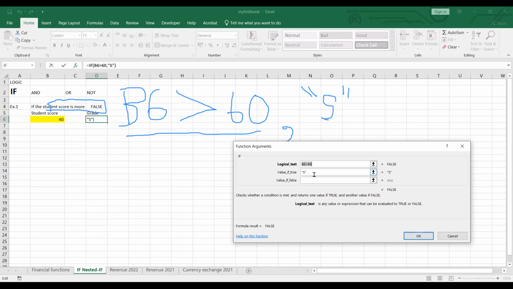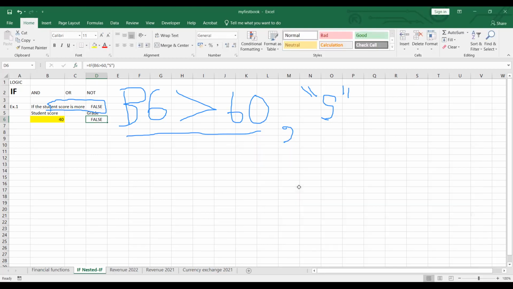Now you say that if it's true you want to show S, but if it's false you don't say anything. That's why the IF function tries to show the answer of this condition for you, that it is false. When you see that it is false, that means you know, oh, I forgot to enter the value for false, then you fix that problem. It's better than it showing nothing. When it shows nothing, you don't know whether you have any functions in that cell or not.